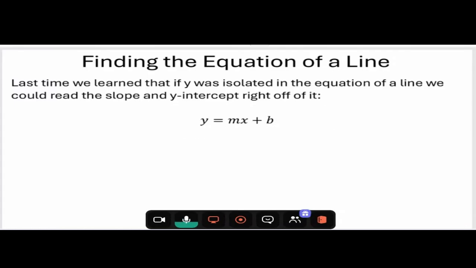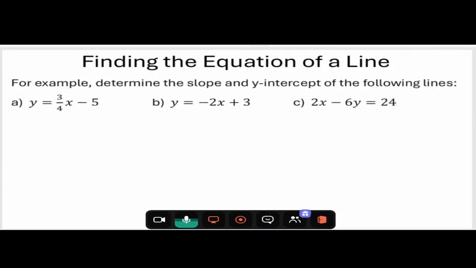So a quick reminder to start. Here's what we did on our last lesson. We discovered that if we isolate the y in an equation, then we can just read the slope and the y-intercept right off of it. The slope is the number in front of the x, and the y-intercept is the number added or subtracted at the end. We use the letter m for slope and b for y-intercept.